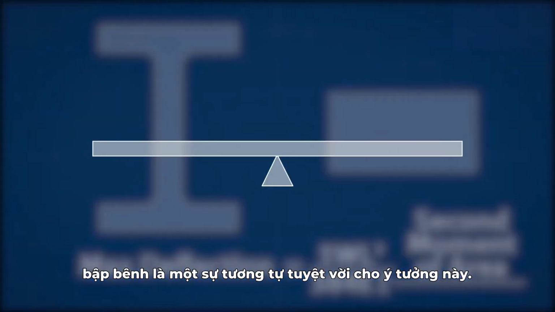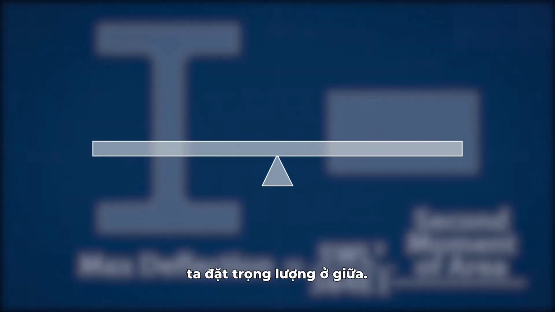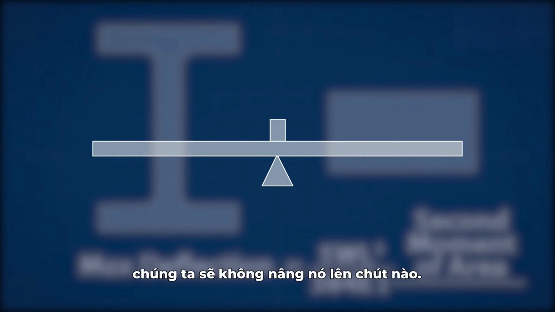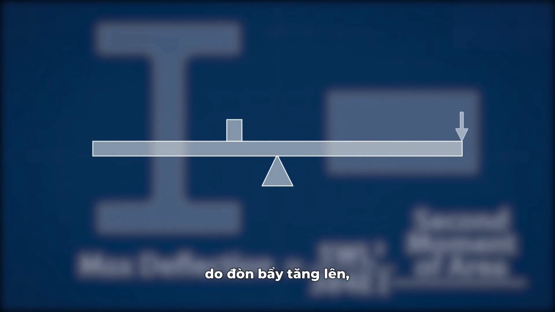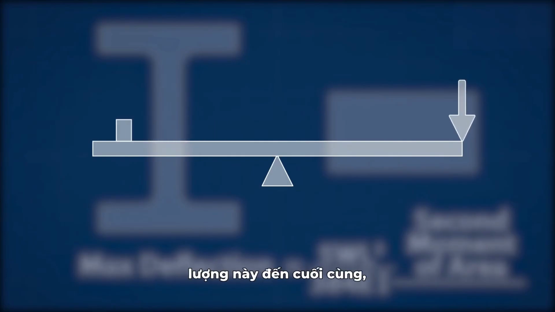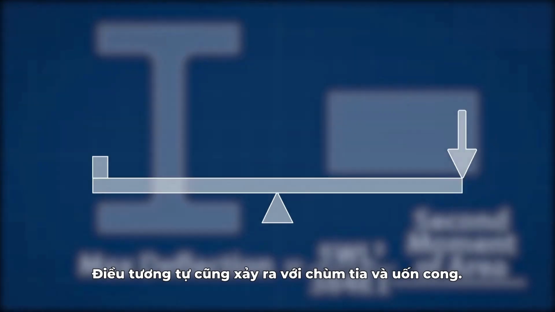A seesaw is a good analogy for this idea. When we place weight in the middle, it is very easy to lift. In fact, if we place it exactly over the middle, we aren't lifting it at all. But the further we move that weight to the end, the more difficult it is to lift, due to the increasing leverage. A very similar thing happens with beams and bending.